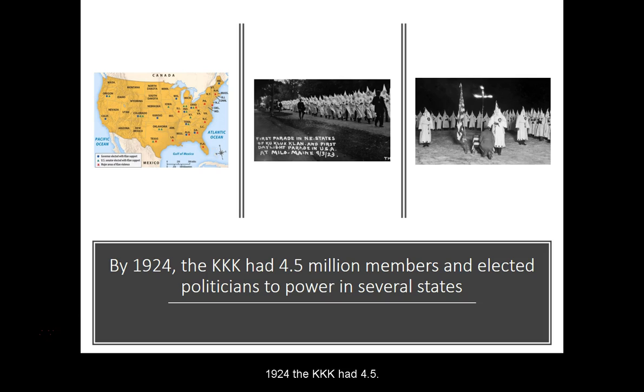By 1924, the KKK had 4.5 million members and elected politicians to power in several states. As you can see in our map on the left, Texas in particular has a U.S. senator, as well as a major era of conflict and violence. But most states in the South have either governors elected with Klan support or U.S. senators elected with Klan support. So the blue circles are governors, the green triangles are senators that are elected to political office with the support of the KKK.